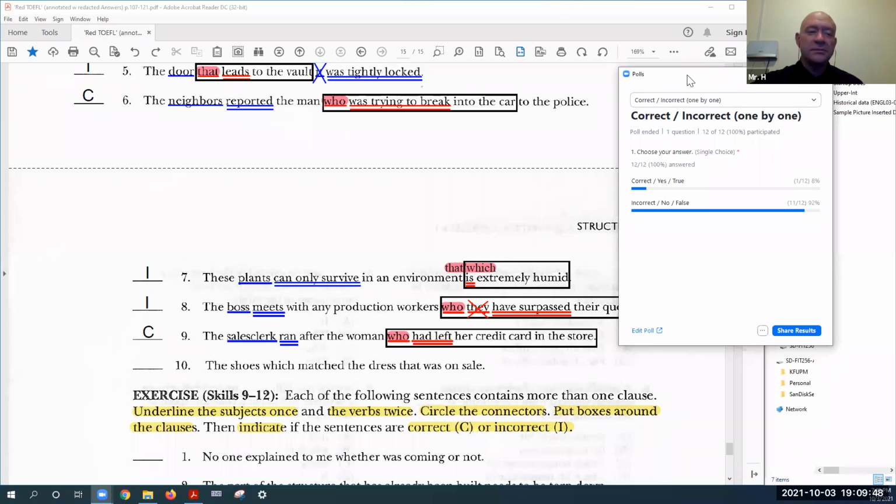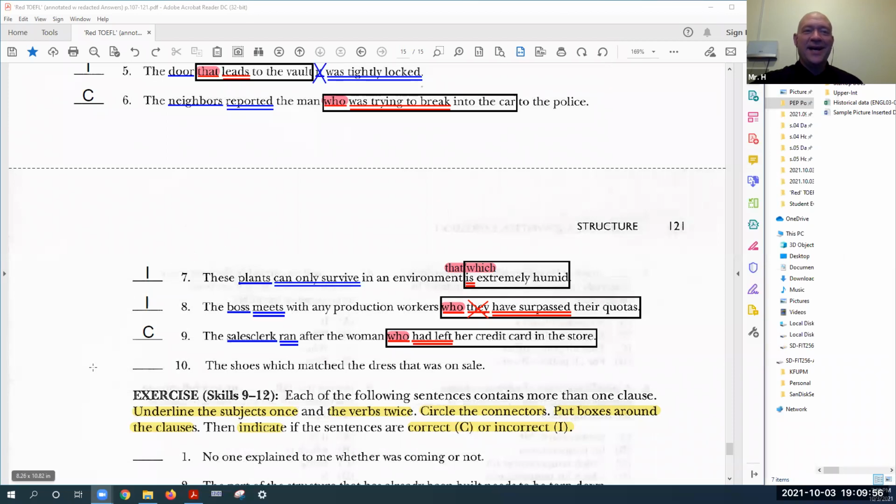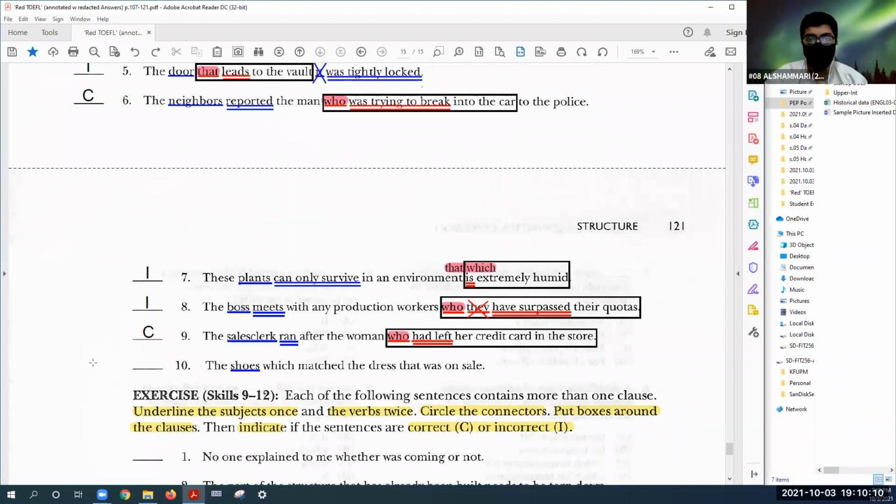Who said correct? Ashemari. All right, Ashemari, let's dissect this. Find subjects and verbs, okay? The shoes is the subject. Was is the first verb. Was? Okay. I thought it was the first formula. Oh, you thought it was the other formula.